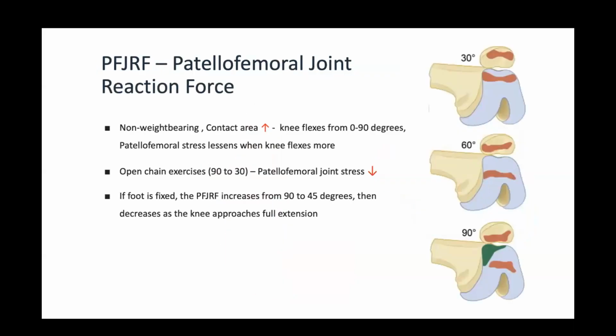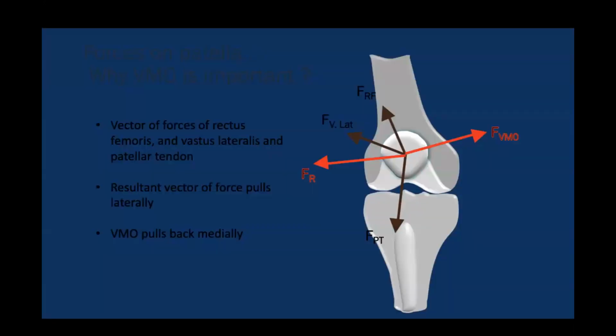In non-weight bearing, contact area increases as the knee flexes from 0 to 90 degrees, and patellofemoral stresses increase more. Open chain exercises decrease joint stresses. If the foot is fixed, the patellofemoral joint reaction force increases from 90 to 45 degrees, then decreases as the knee approaches full extension. You can see by the colored markings on the trochlea and the patellar surface the vector forces. On the coronal view, the major muscles pull the patella laterally.